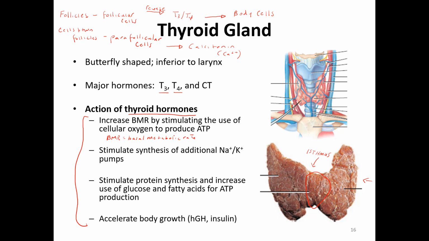And what this means is that when T3 and T4 interact with their target cell, they're going to stimulate those cells to increase their uptake of oxygen. And you might remember from 107 that when cells increase their uptake of oxygen, it allows them to produce a larger volume of ATP. We can make more ATP in the presence of oxygen than we can in the absence of oxygen. When BMR increases, the cellular metabolism of carbohydrates, lipids, and proteins are also going to increase.